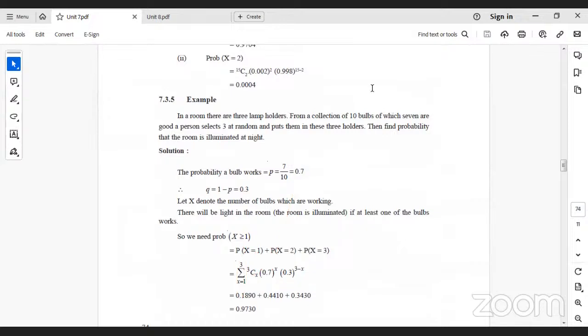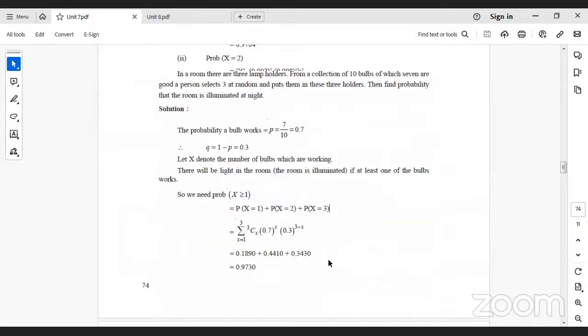So what we are doing here is substituting the x values: x is equal to 1, x is equal to 2, and x is equal to 3. For x equal to 1, it is 3C1 0.7 power 1, 0.3 power 3 minus 1. For x equal to 2, 3C2 0.7 whole power 2 and 0.3 power 3 minus 2. And also 3C3 0.7 whole power 3, 0.3 power 3 minus 3. All of these we take into consideration, and the value is 0.97.